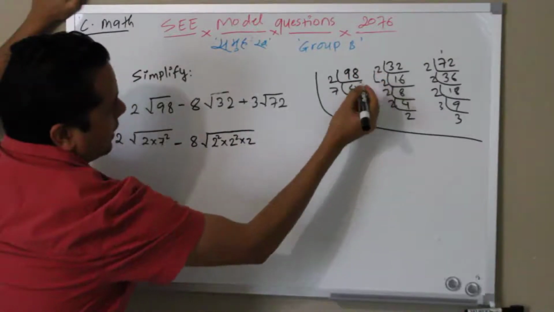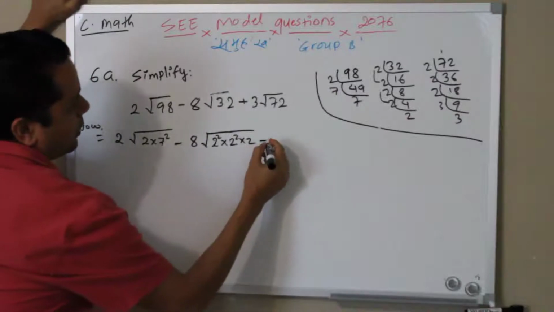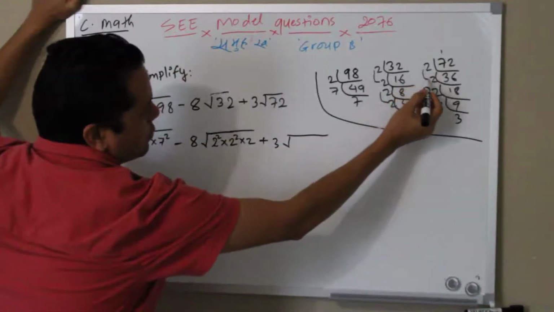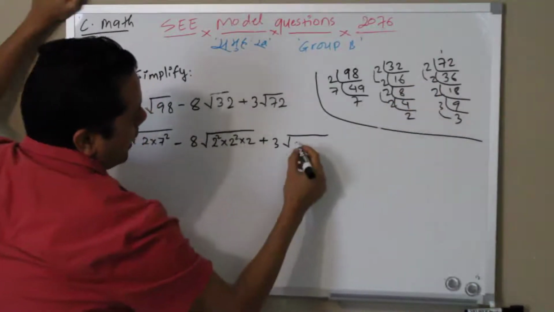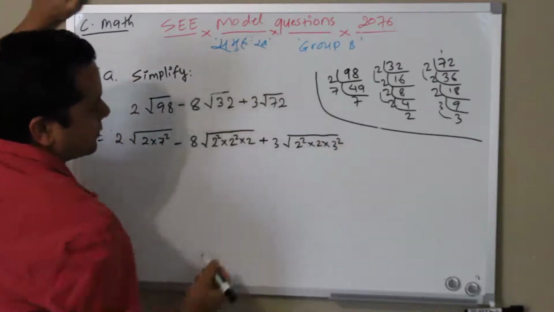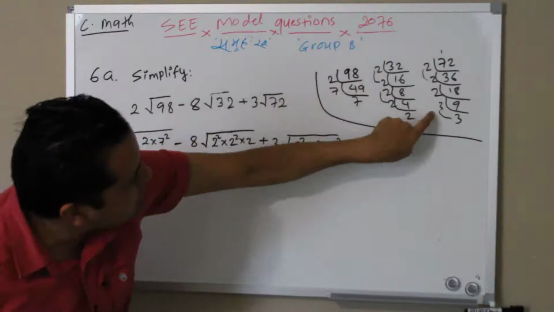From these two I can write one, these two I can write one. And for the last one, for the 72, we can write down from these two 2 squared, 3 squared times 2. You see that? 2 times 2, 2 squared times 2 times 3 squared.